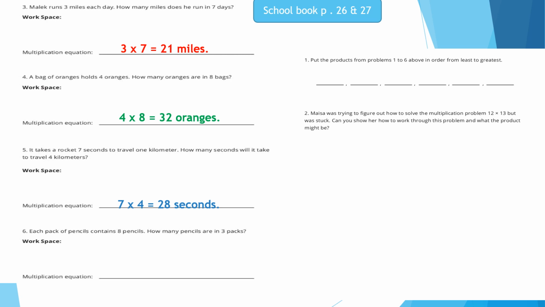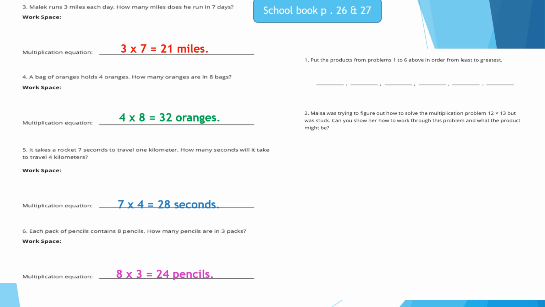Number 6, each pack of pencils contains 8 pencils. How many pencils are in 3 packs? One pack has 8 pencils. 3 packs has what? So it's 8 times 3 equals 24 pencils.